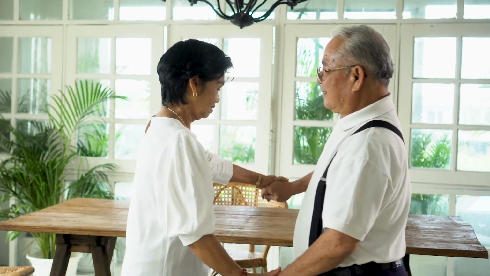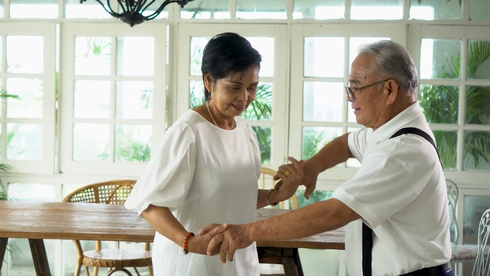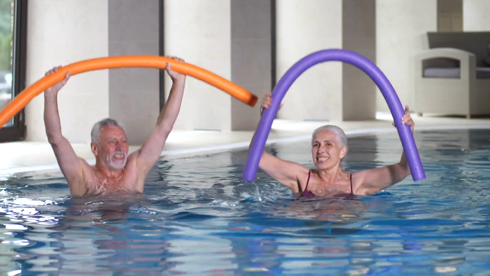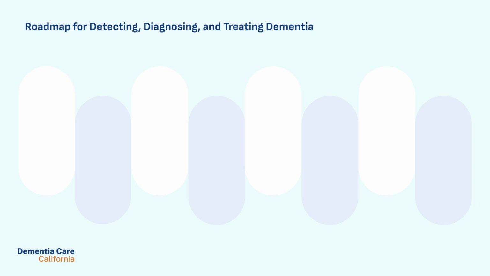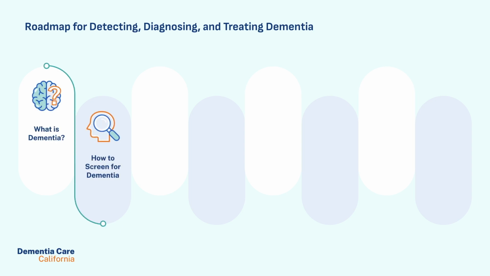While there's no cure for most of the diseases that cause dementia, there are many things that we, as clinicians, can do to improve a patient's quality of life. My name is Jessica De Leon, and I'm a behavioral neurologist. In previous videos, we reviewed what dementia is and how to normalize screening. Now, we will talk about how to diagnose dementia.